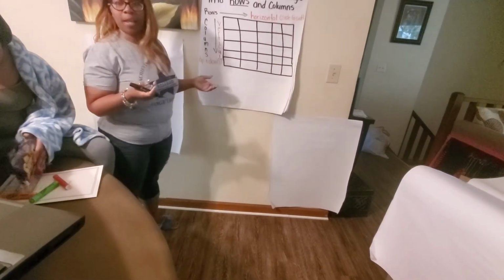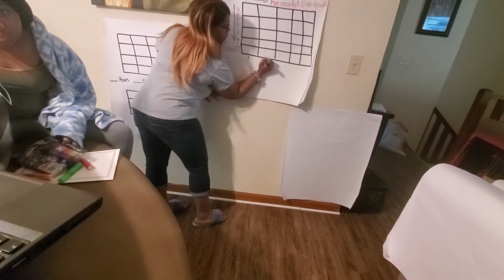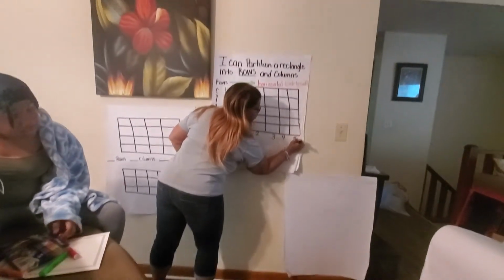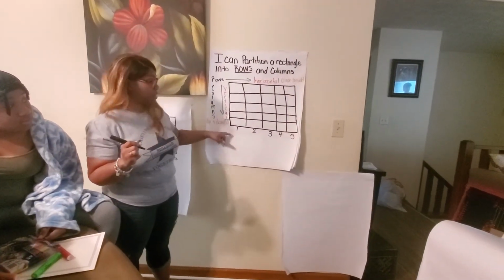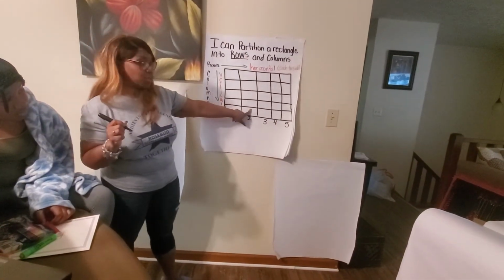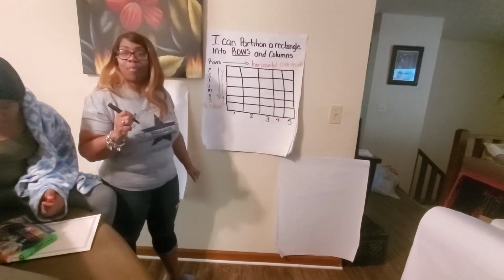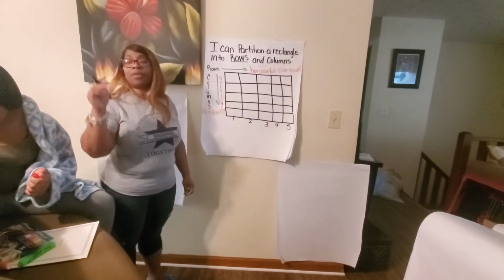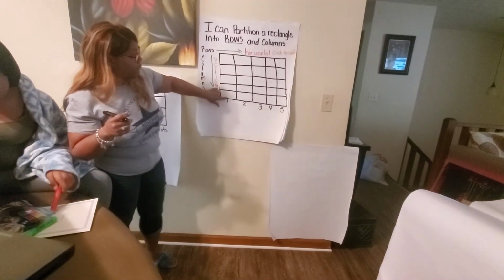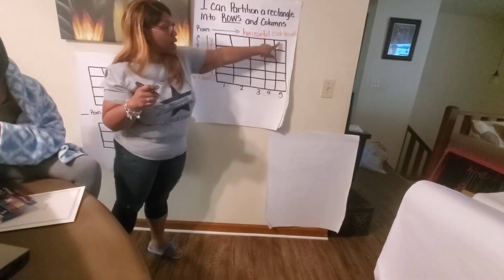Now, how many columns do we have? Let's see. 1. We're going to put them right here. 1, 2, 3, 4. How many columns do we have? 4. No, we don't. Let's count them again. 1, 2, 3, 4, 5. So how many columns do we have? Not rows. I know. You said columns, not rows. I said columns. How many columns do we have? 1, 2, 3, 4, 5.